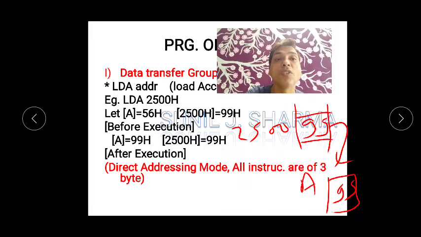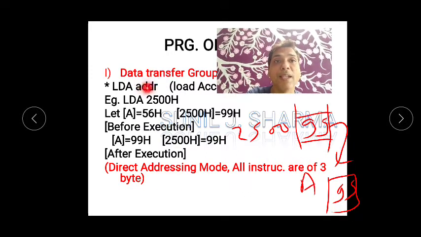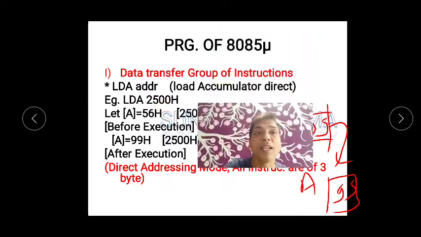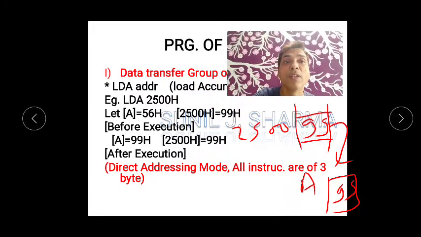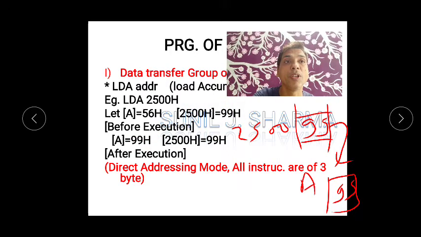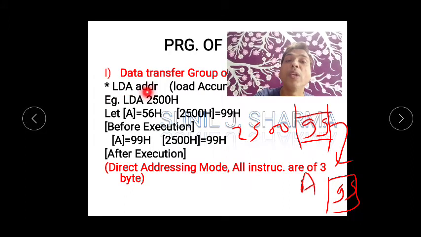All these instructions are of 3 bytes. LDA is a 3-byte instruction, because 1 byte is for LDA and 2 bytes are for the address. I hope you understood what LDA is. LDA means load accumulator direct, and remember that whatever the value of the accumulator is will be changed to whatever the address value is. These are special instructions because they work only with the accumulator.